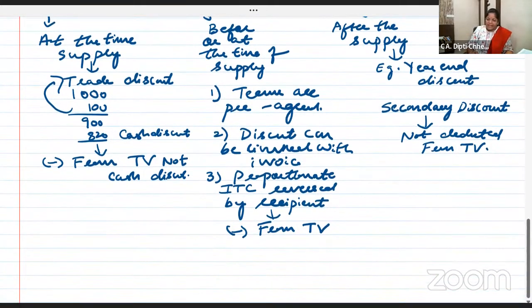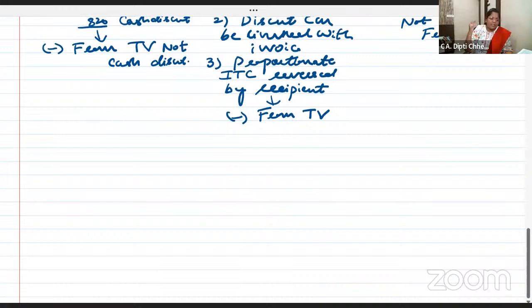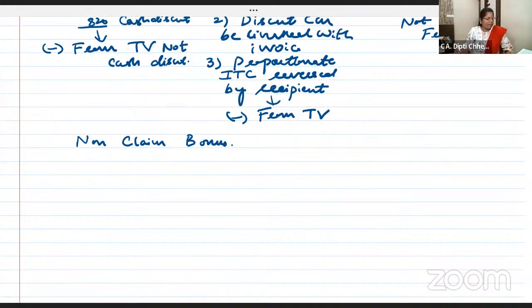There's a very nice amendment. As I've always promised, all the amendments we are covering in our regular class only. So there's a very nice amendment. Let me cover it here. No claim bonus. Okay. Anyone in the class knows the meaning of the no claim bonus? Anyone knows the meaning of no claim bonus?